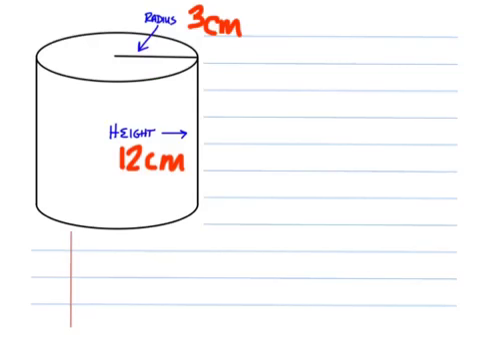Practice number 1. The cylinder has a radius of 3 and a height of 12. Find the volume and drop it off up here. Remember, you're rounding to the hundredth place.